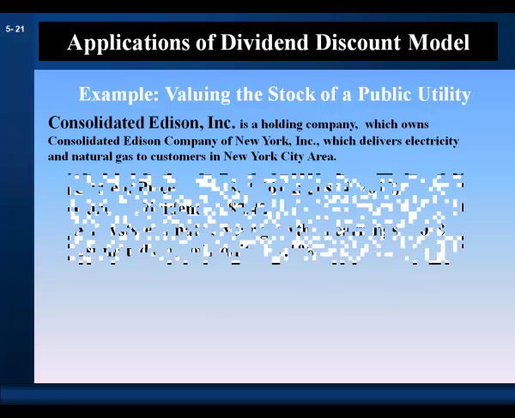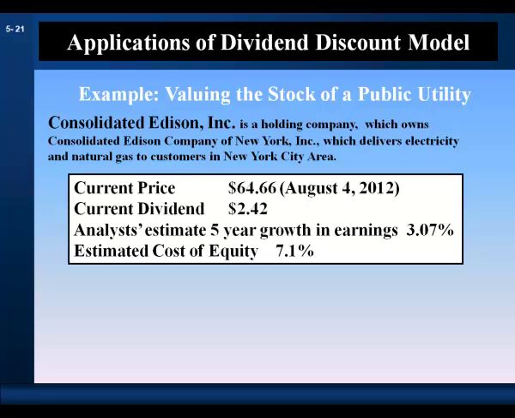We collected our data. The current price of Consolidated Edison's common stock was $64.66. Its current annual dividend, $2.42. The analyst's estimate of the 5-year growth in earnings, 3.07%, and we'll use this as a proxy for the dividend growth rate. We need a market rate of return, and I estimated a return of 7.1%.